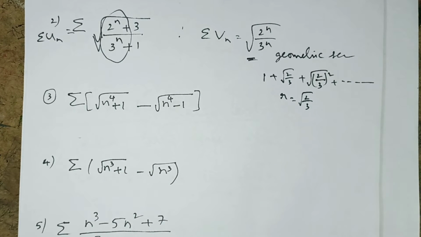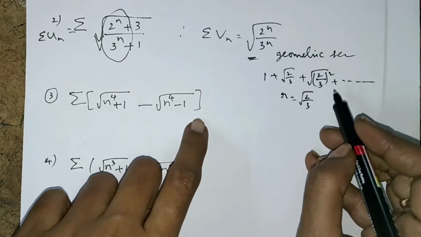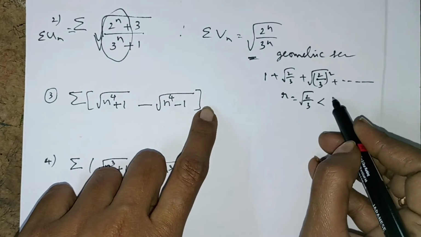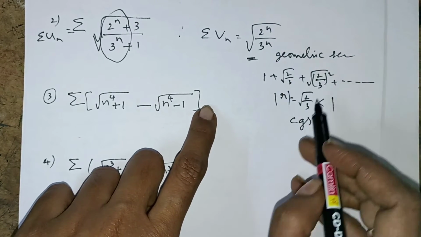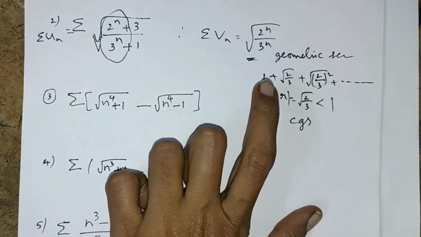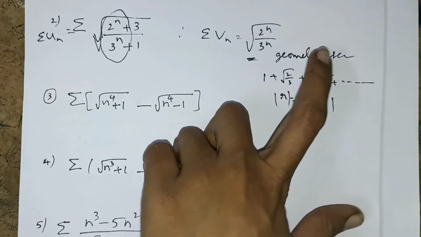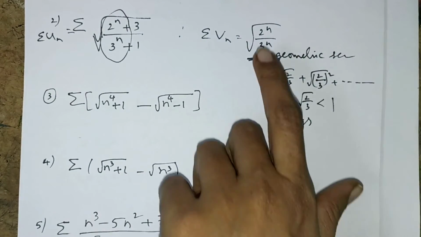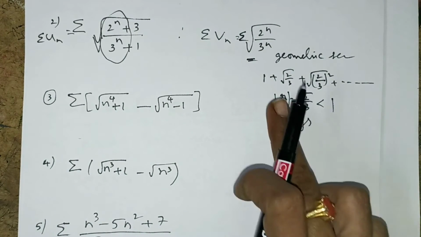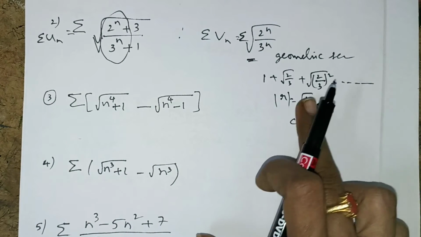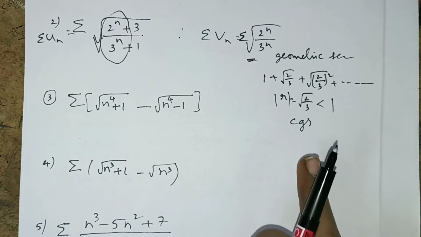If mod r is less than 1, it converges. This is a geometric series because if you substitute n equal to 0, 1, 2, 3, you get it like this, with r equal to root of 2 by 3, which is less than 1. Therefore sigma vn converges, and if sigma vn converges then sigma un also converges. This is a special case. In a special case, whatever is dominating, you have to take that as vn.